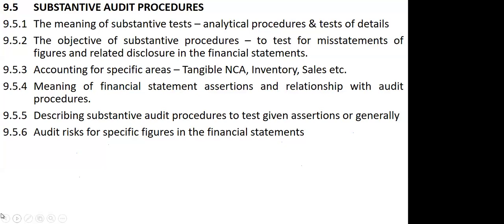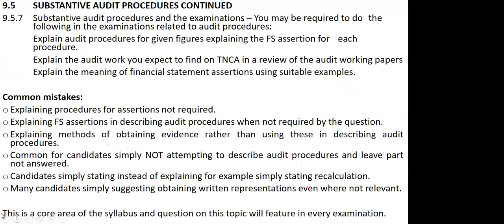You don't just rush and so on. Think about it. Describing substantive audit procedures to test a given assertion, we are required to do that. And the audit risk for specific figures in the financial statements. Always, especially where there's a risk equation, always ask yourself what can go wrong in terms of this particular figure. That's what makes an audit risk. What can go wrong in this figure? Then it means you will be able to explain.